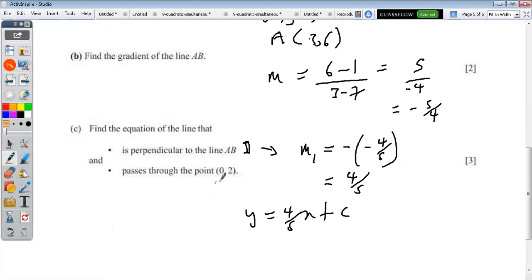But look at this. Is there any need to do substitution? No, because if I'm told that the point passes through 0, 2, it means I know the y-intercept. The intercept is 2. So it simply means y is equal to 4 over 5 x plus 2.